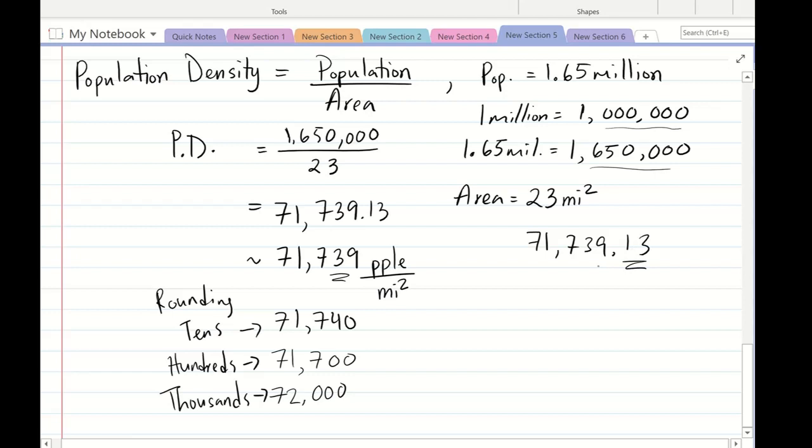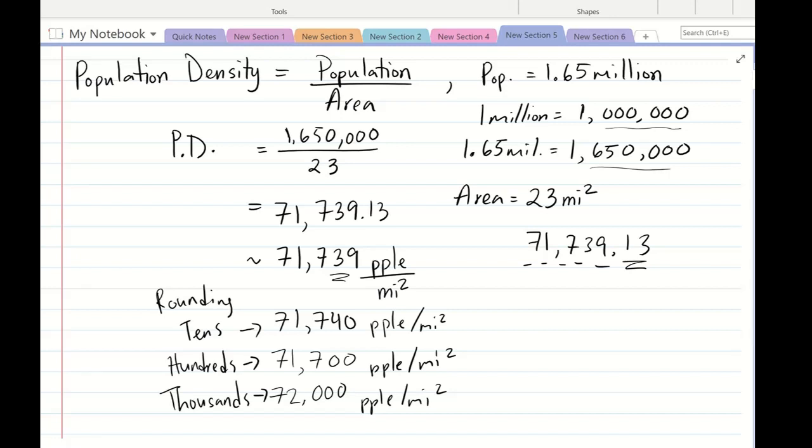So remember, if you have a number, let's say this one right here, right? These are your decimals. This is your ones, tens, hundreds, thousands, 10,000s place, right? So that's how you would remember. And in all these, the unit stays the same: people per square mile, people per square mile, people per square mile, right? So technically these are all the right answers, right? Depending on what I ask, if it's a multiple choice, if I ask you to round to the tens, hundreds, or thousands, you would give me the answers in that format.